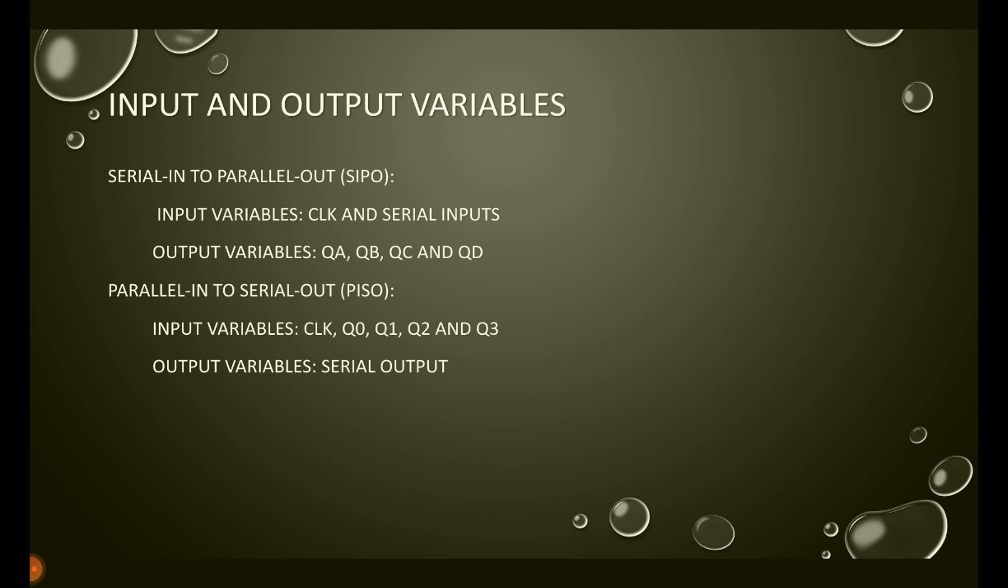Input and output variables: serial in to parallel out. Input variables: clock pulse and serial inputs. Output variables: QA, QB, QC and QD. Parallel in to serial out. Input variables: clock pulse, Q0, Q1, Q2 and Q3. Output variable is serial output.